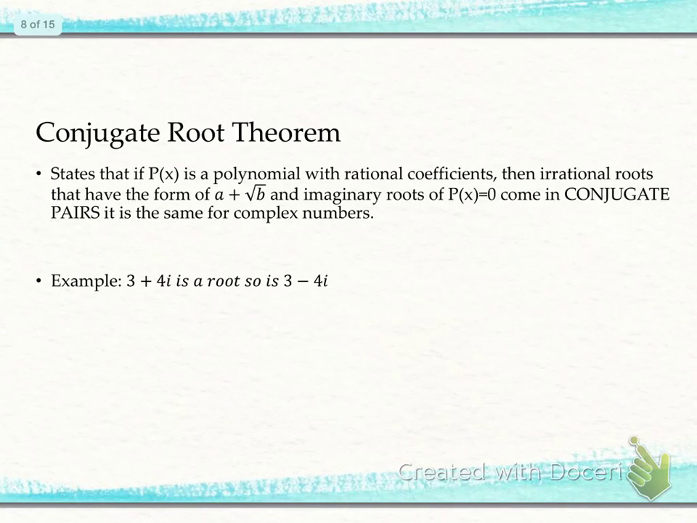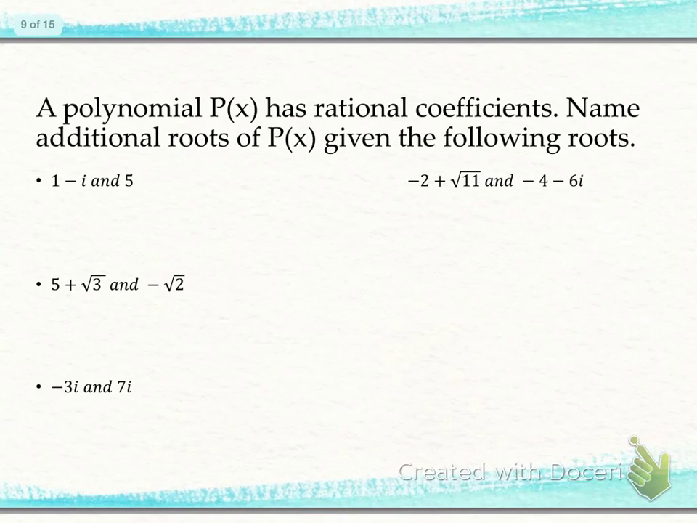Okay, conjugate root theorem basically states that if p of x is a polynomial with rational coefficients, then the irrational ones, so anytime you have a square root or an imaginary, we have the conjugate of it. Okay, so this includes square roots and complex. So 3 plus 4i has the 3 minus 4i, so we always flip the sign. It comes in pairs. So it only happens when you have a square root and imaginary. I don't care if it's a real number.